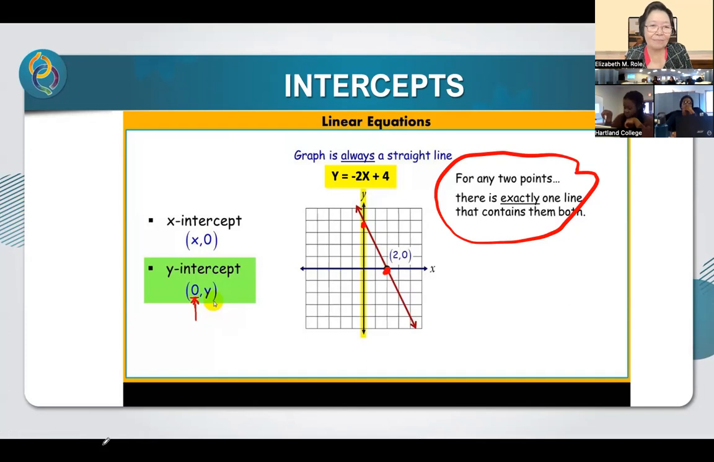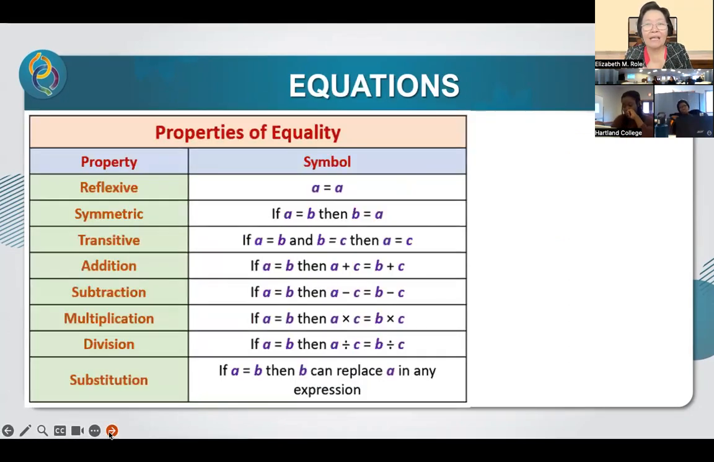Okay, so now let's proceed with learning how to use intercepts. You use intercepts in order to graph the line. But I just want to remind us, because now we will be solving equations, all right? We are looking at a function. Of course, right now we're just dealing with a linear equation. Okay. So here is a reminder of the properties of equality. Some of these terminologies are important to remember.